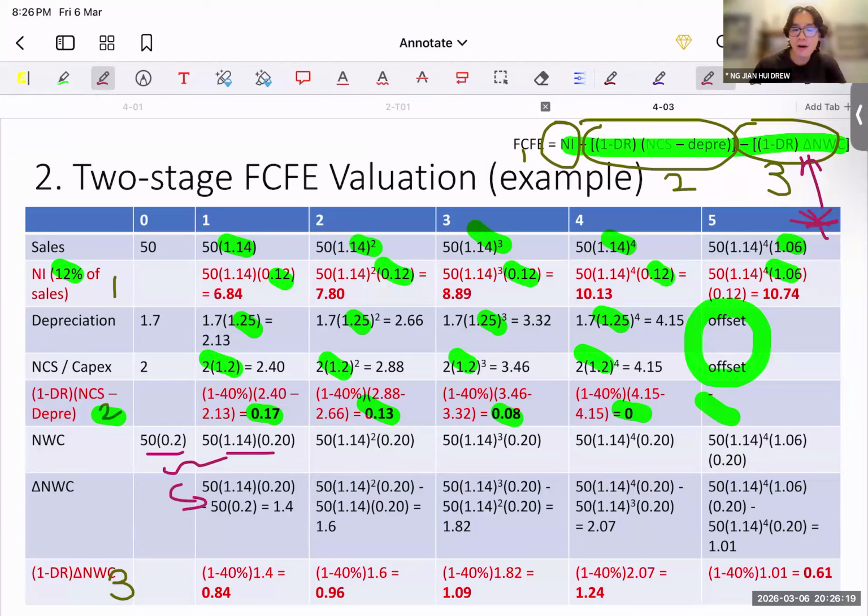So again, for our FCFE, we need to adjust based on the debt ratio. We take the change in net working capital multiplied by 1 minus the debt ratio, so 1 minus 40%, to get our adjusted change in net working capital. Again, this is in red because it's our third component of our FCFE, right? So our FCFE has 3 components: 1, the net income; 2, the NCS; and 3, the change in net working capital.